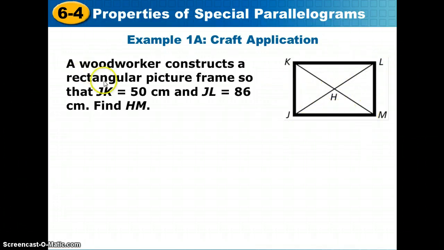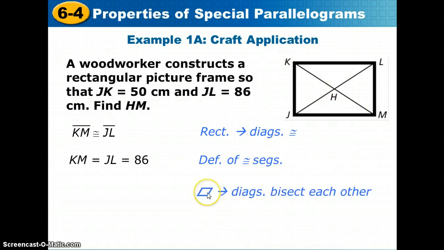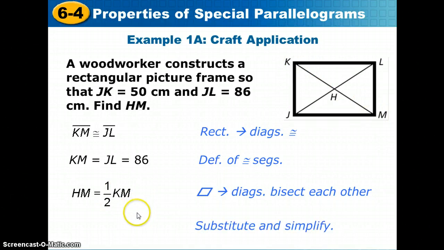Well, we're told it is rectangular. That means this is a rectangle. So since it's a rectangle, we know the diagonals are congruent. So to find HM, part of the diagonal, we're going to say that JL and KM are congruent, so their measures are equal by definition of congruent segments. So they're both 86. Now, because it's a parallelogram, diagonals also bisect each other. So HM is going to be half of the full diagonal KM, or half of 86, which is 43 centimeters.